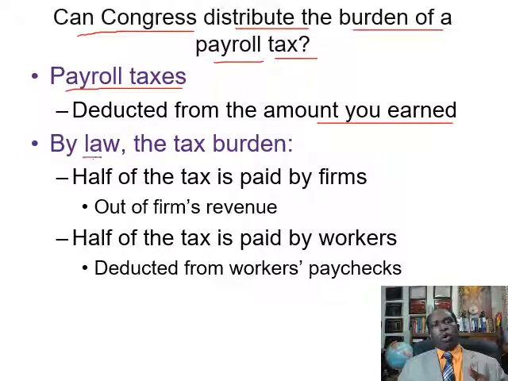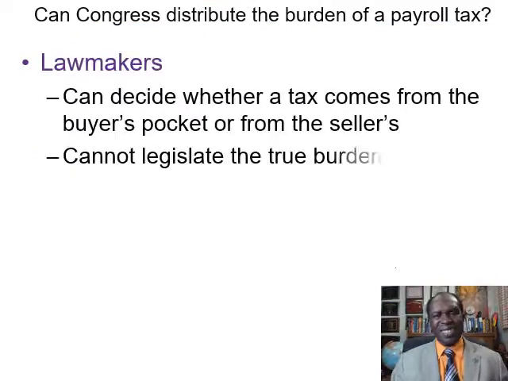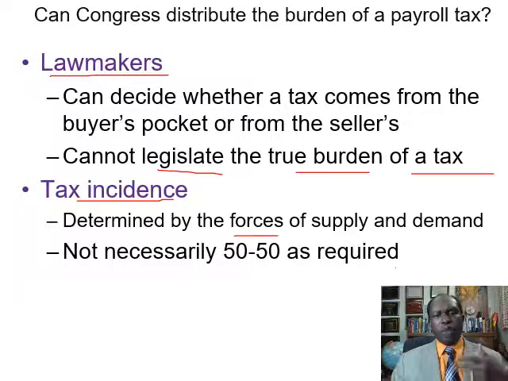By law, half of the taxes is paid by the business firm out of the firm's revenue. The other half is paid by the worker, deducted from the worker's paycheck. Lawmakers from Congress cannot legislate the true burden of taxes. The tax incidence will be determined by the forces of supply and demand in the market, so not necessarily the 50-50 required by the law.